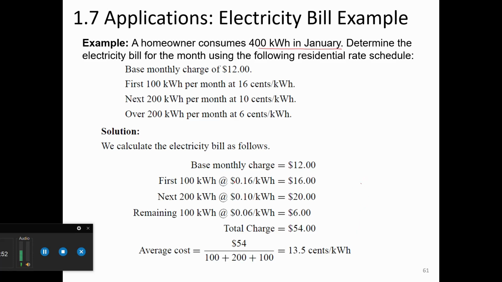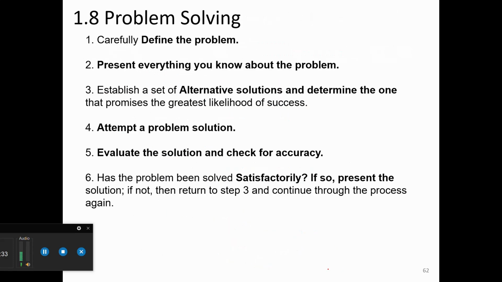So you can see that you can compute the values. The base value is a fixed charge, and then if we have used 400 kilowatt hours, for the first 100 kilowatt hours it will be charged at 0.16 per kilowatt hour. For the next 200 kilowatt hours it is going to be charged at 20, and for the remaining it will be charged at 0.06. So this is the total amount that is charged, and the total units we have used are 400. So 13.5 cents per kilowatt hour is the value.